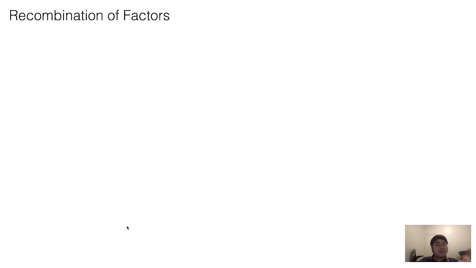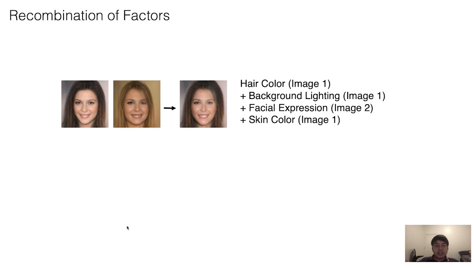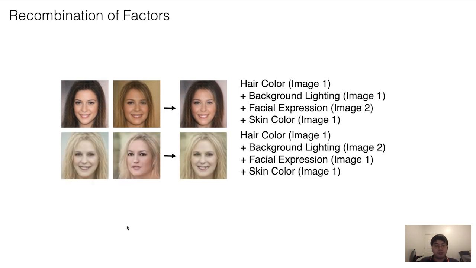Now let's try recombining factors for faces. We can consider two images, one on the left and one on the right. By recombining the facial expression of image 2 with respect to image 1, we get an image that has all the other aspects of image 1 with the facial expression of image 2. We can do an analogous thing with the background. Here we can take the first image and substitute the background of the second image with the remaining parts of the first image.